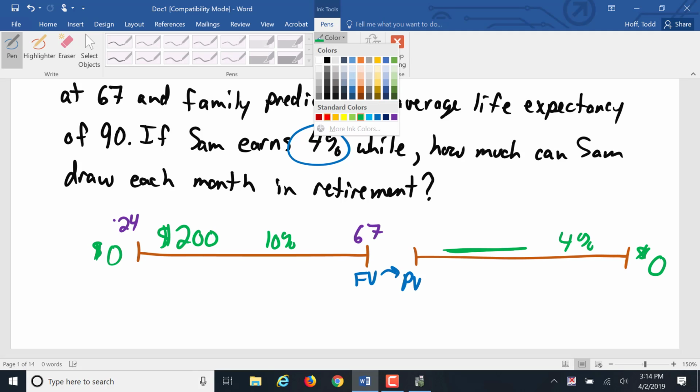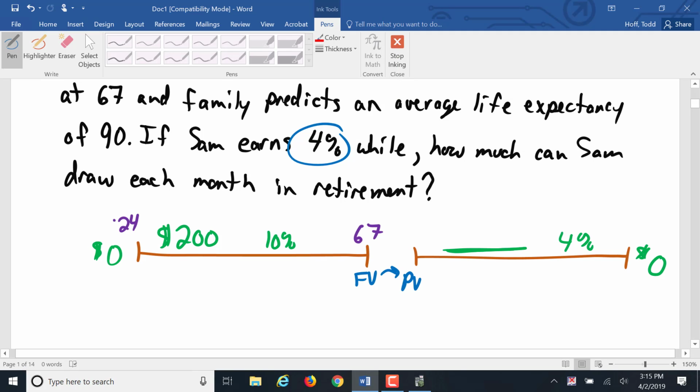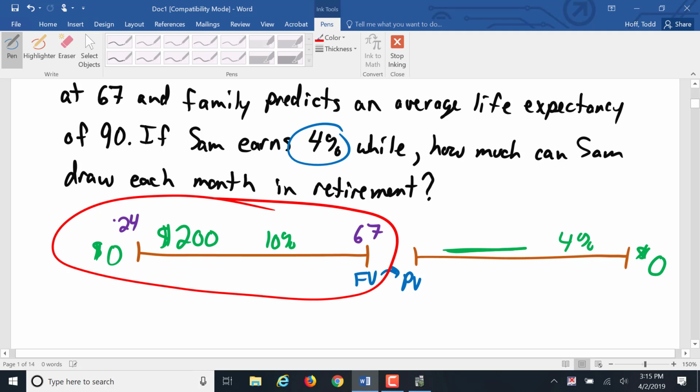So when we're working on a problem like this, the first thing we have to do is identify what we know and look at which one of these two stages, which phase do we have all the information for. And in this example, we have all the information for that accumulation phase so that we can find that future value.